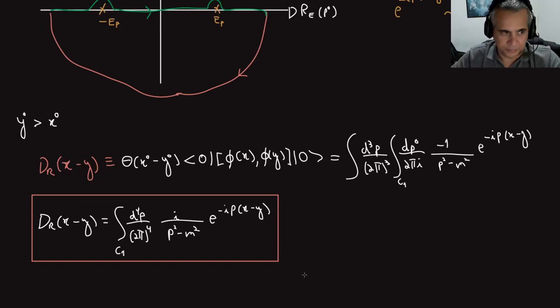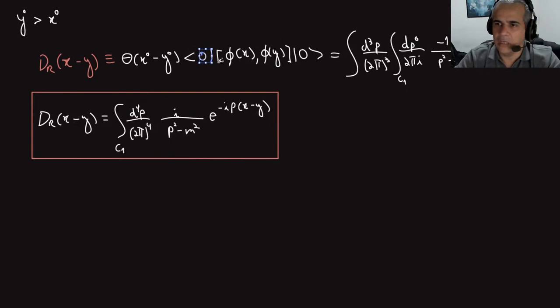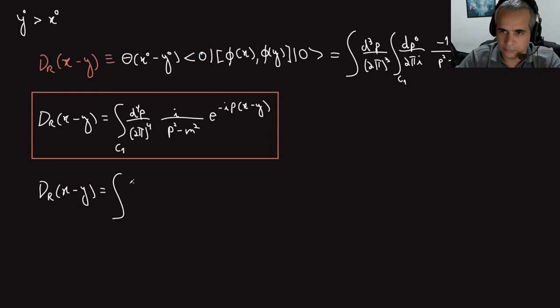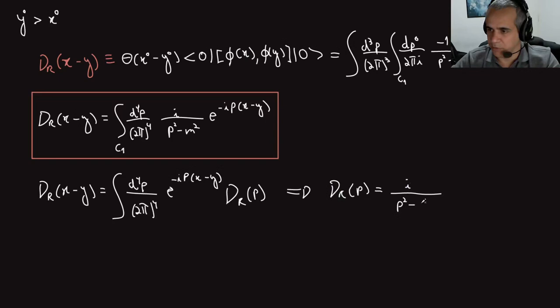Now let's see how this propagator relates to the Klein-Gordon equation. In order to do that, it is easier to go to momentum space. So let's do a Fourier transform here. If I take D_R of x minus y and write it like this, it is already a Fourier transform. I can just identify what the propagator is in momentum space and baptize it as D_R of p. It's just this part. This implies immediately that D_R in momentum space is i over p squared minus m squared.